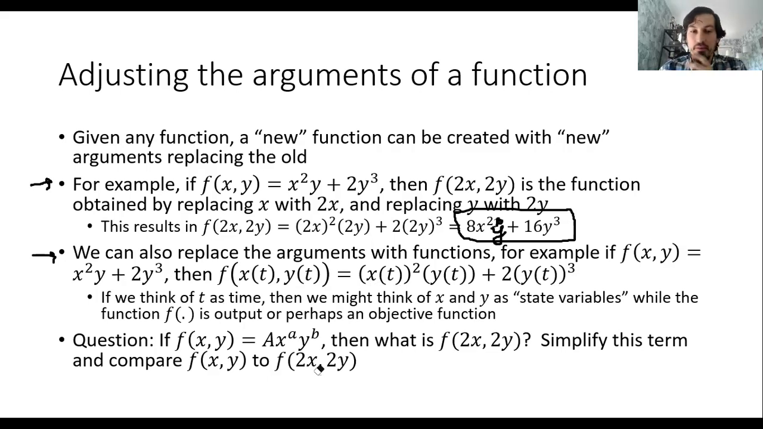Next question. I'm sorry. Okay. If f of x y equals capital A x to the a times y to the b, then what is f of 2x 2y? Simplify this term and compare f of x y to f of 2x 2y. So first of all, can you help me answer this first question? What is f of 2x 2y?